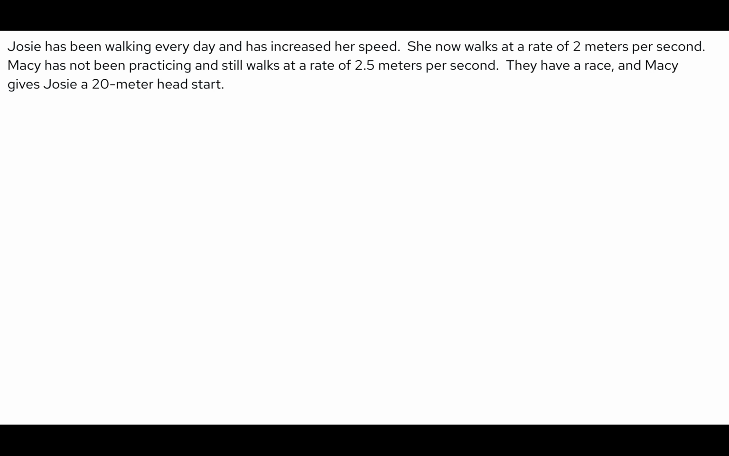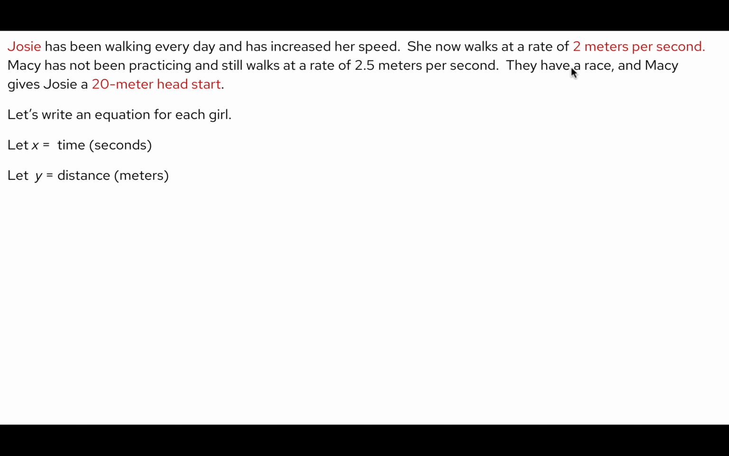Let's start by defining our variables. So when we write our equation, we're going to have an x and a y. Let x equal the time. This is going to be in seconds because we're looking at meters per second. And y is the distance. And again, that's going to be in meters because we're looking at meters per second.